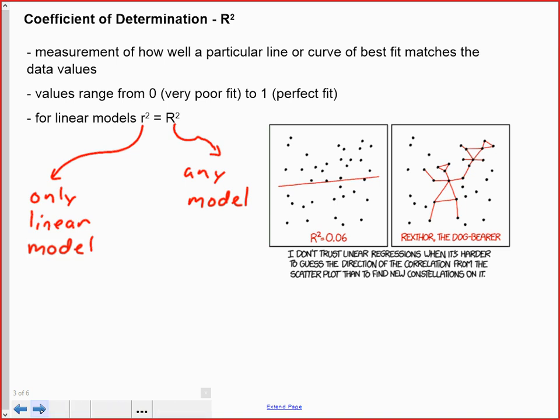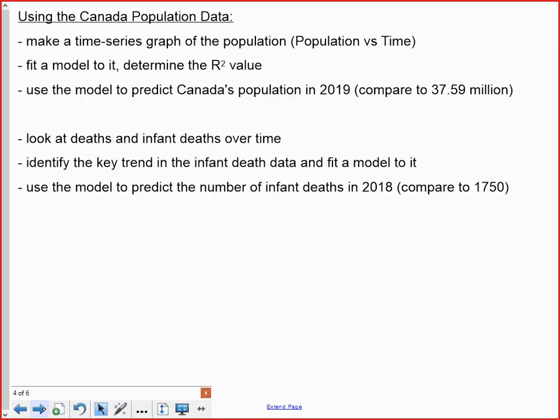All right, so what we're going to do is we're going to move and take a look at some examples here. So we've got some data on Canadian population over time and births and deaths. We are going to do some things with it that are going to involve making some scatter plots and fitting some models to them. So we're going to make a time series graph of the population versus time. We're going to fit a model to it. We're going to determine the R squared value, and we're going to use that model to make predictions. We're going to predict Canada's population in 2019, and then compare it to what we know the actual value is, which is about 37.59 million.